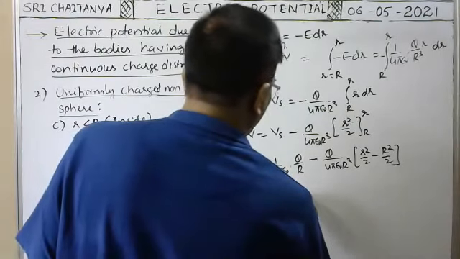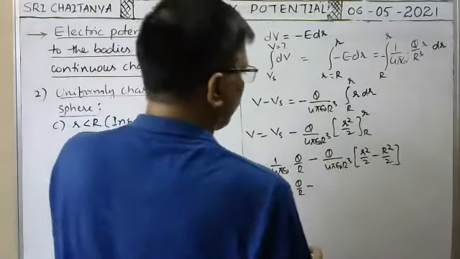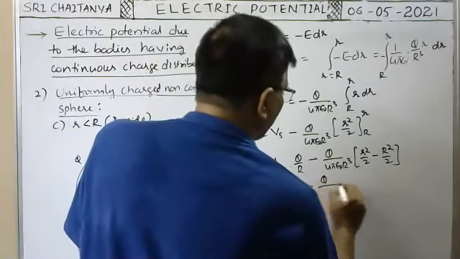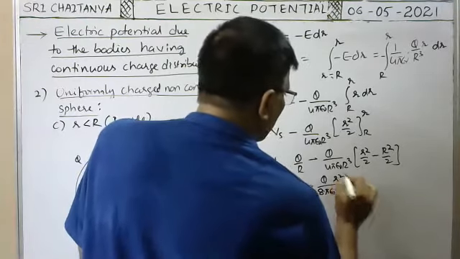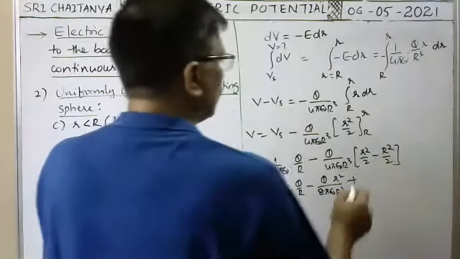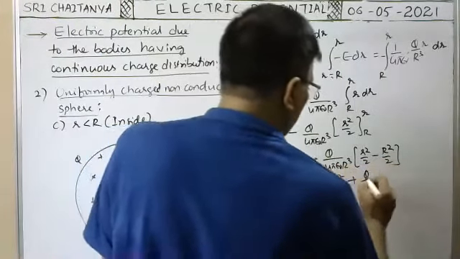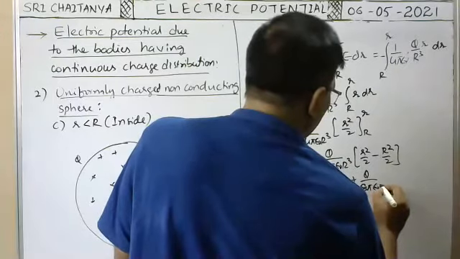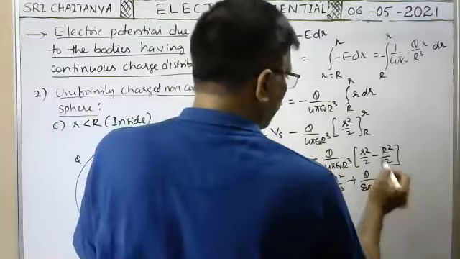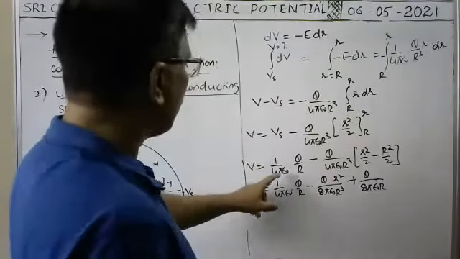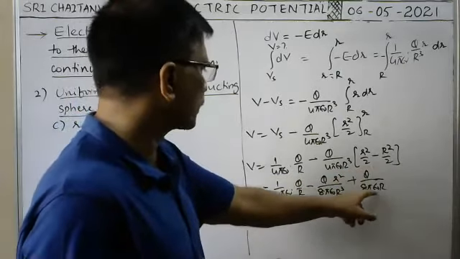This is equal to 1 by 4 pi epsilon naught into Q by R, minus, you multiply them. When you multiply them, you will get Q by 8 pi epsilon naught R cube into r square, minus minus, plus Q by 4 pi epsilon naught R cube into R square by 2, 4 twos are 8 pi epsilon naught. You see here r square, here capital R cube is there, that means you get R like this. Here 1 by 4 pi epsilon naught into Q by R, here plus Q by 8 pi epsilon naught R.